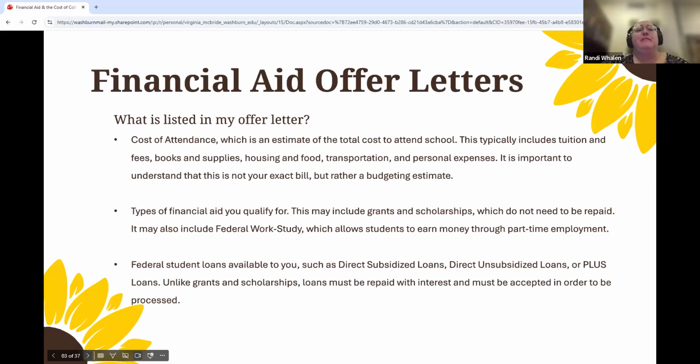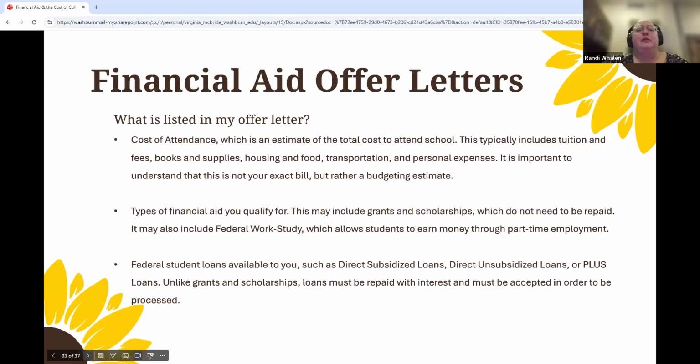What is listed in my offer letter? First, cost of attendance, which is an estimate of the total cost to attend school. This typically includes tuition and fees, books and supplies, housing and food, transportation, and personal expenses. It is important to understand that this is not your exact bill, but rather a budgeting estimate.